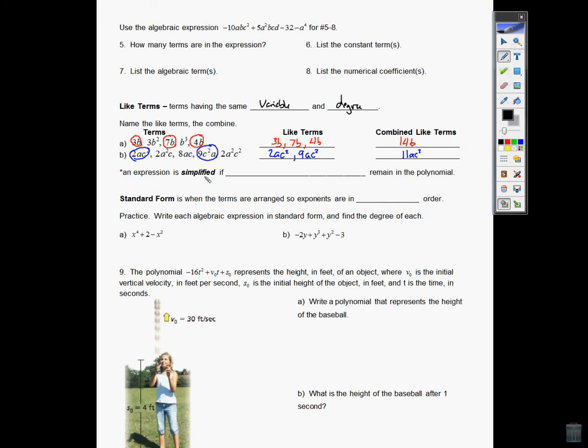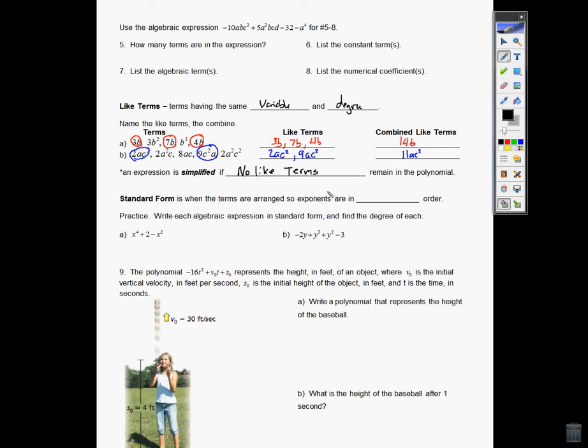Now, an expression is simplified if blank remain in the polynomial. So what do we need in order for an expression to be simplified? Well, what I was doing here was combining like terms. So really, what I'm trying to get at is that an expression can be simplified if there are no more like terms remaining in the polynomial. So basically, if you combine all of the like terms, you've created as simplified a polynomial as possible.